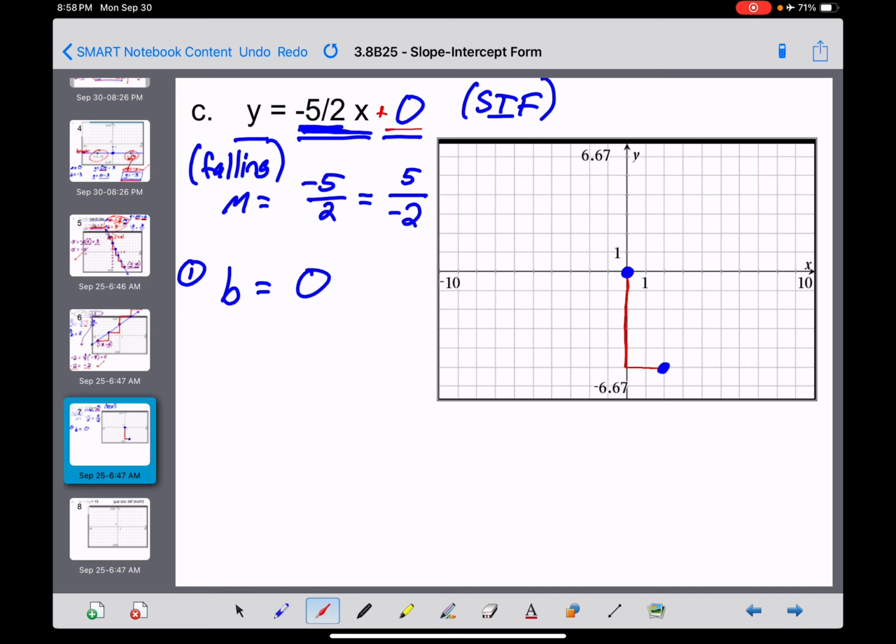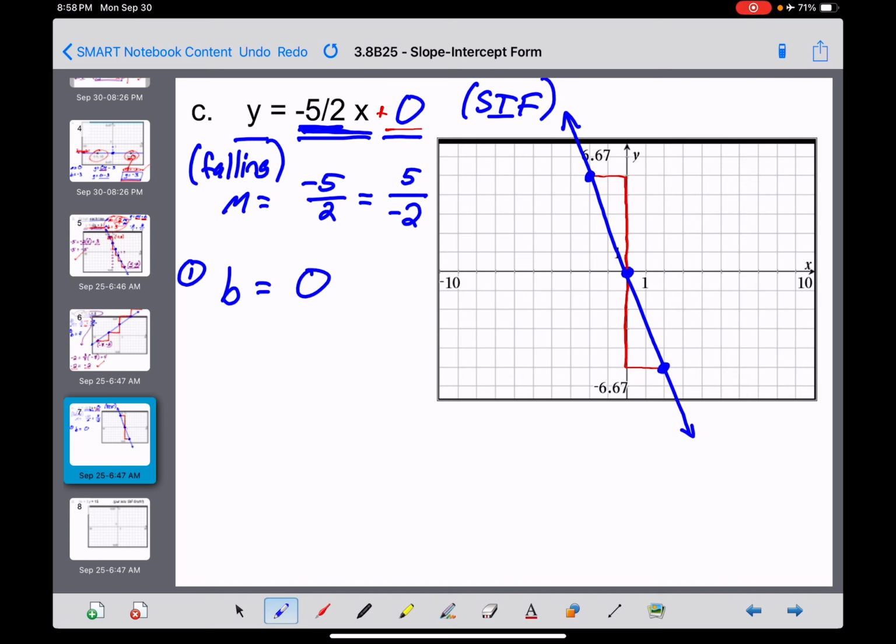That would mean that we could have a rise of positive 5, 1, 2, 3, 4, 5 units up, but then a run of negative 2, which would take us 2 units to the left. Both of those are good, guys. You'll notice it still gets us 3 collinear points, and that's good enough to go ahead and draw this line that goes between them. So that's what the line y equals negative 5 halves x looks like.